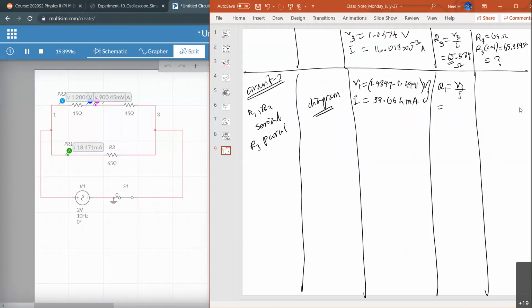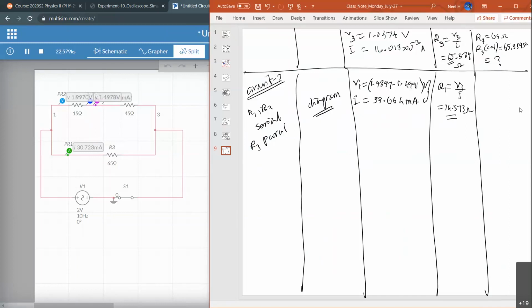Okay, let's do the calculation. So what we have: parentheses 1.9897 minus 1.4991, close parentheses, divided by 33.664 multiplied by 10 to the power minus 3. So I'm getting 14.573 ohms. Now that is the calculated value.